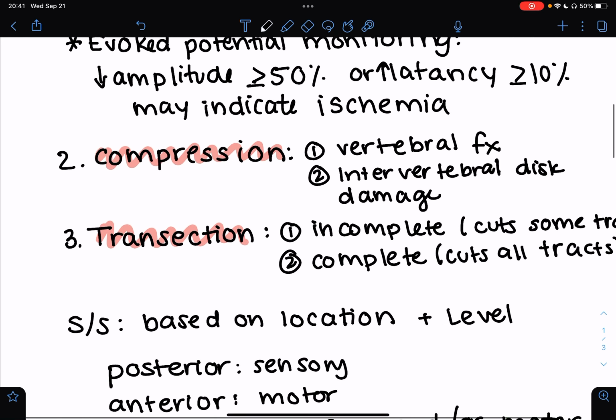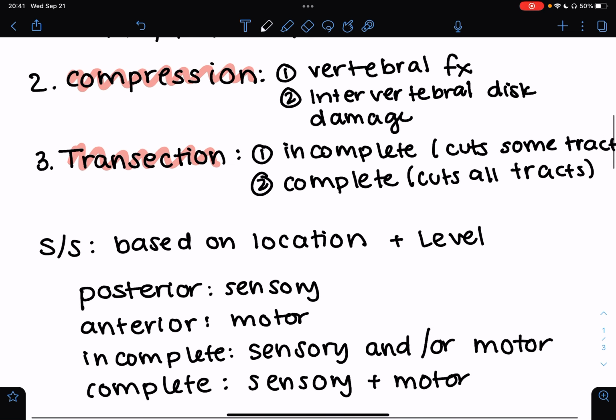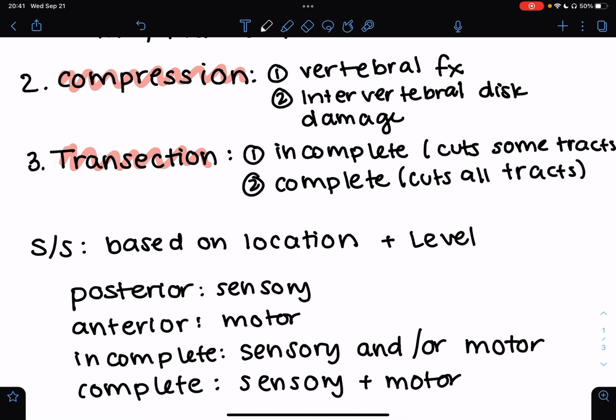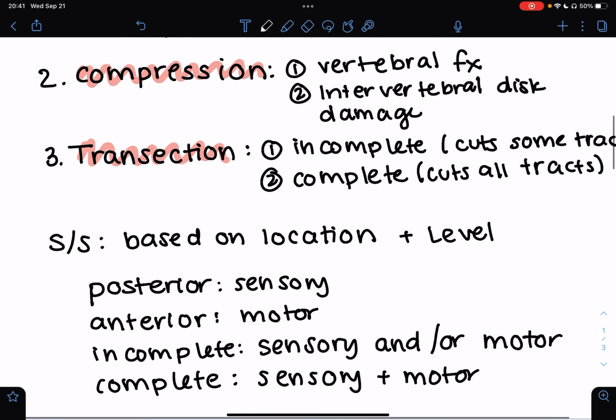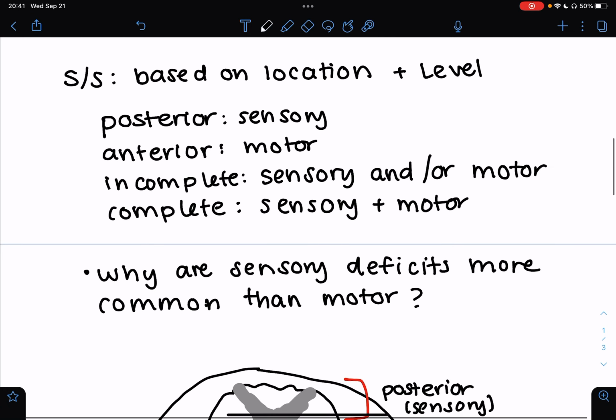Second, compression. There are two types of compression: vertebral fractures and intervertebral disc damage. As well as our third one, transection. It could be incomplete, so it cuts some of the tracts, or it could be complete and it cuts all of the tracts. So with all of these spinal cord injuries, signs and symptoms are going to be based on the location and the level.